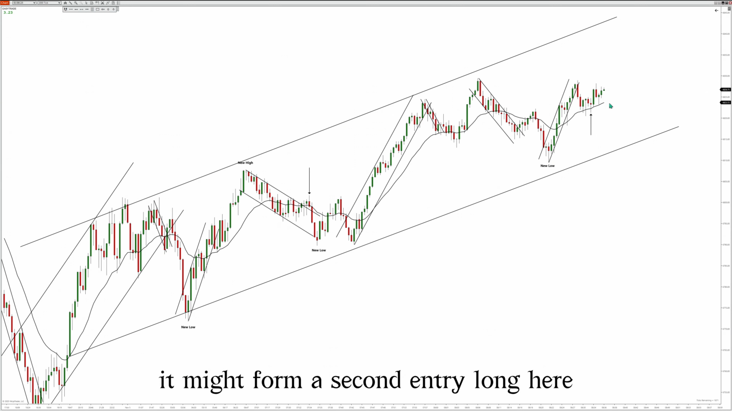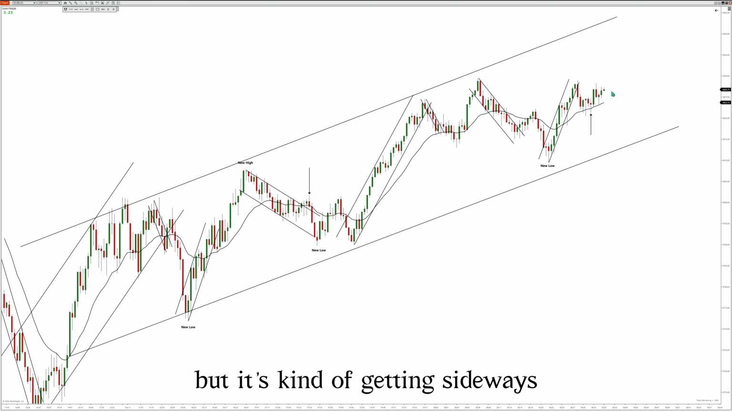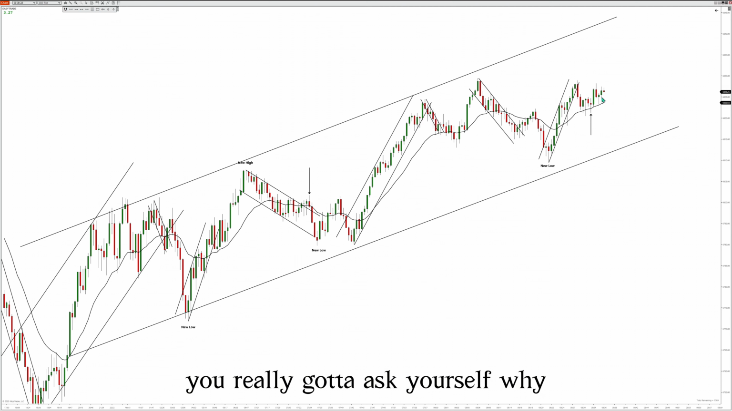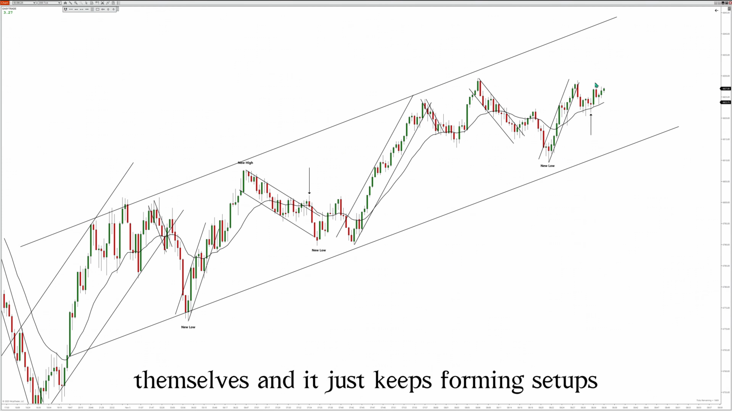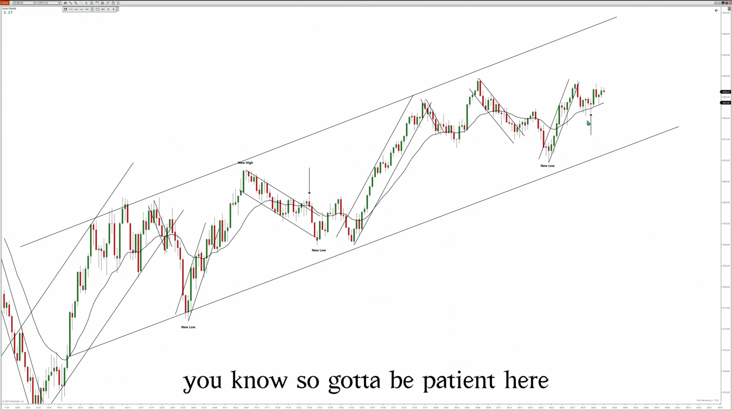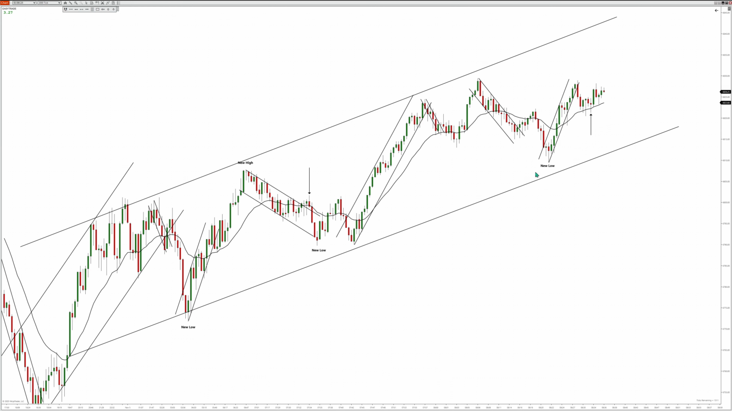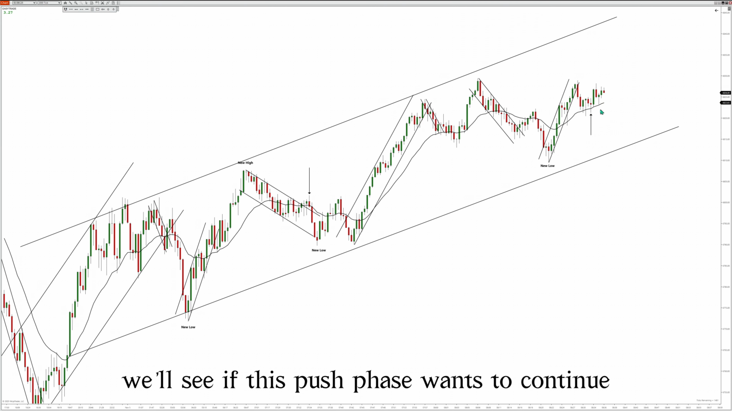It might form a second entry long here, but it's kind of getting sideways. You really got to ask yourself why none of these trades are making the push phase themselves, and it just keeps forming setups, so got to be patient here. We'll see if this push phase wants to continue.